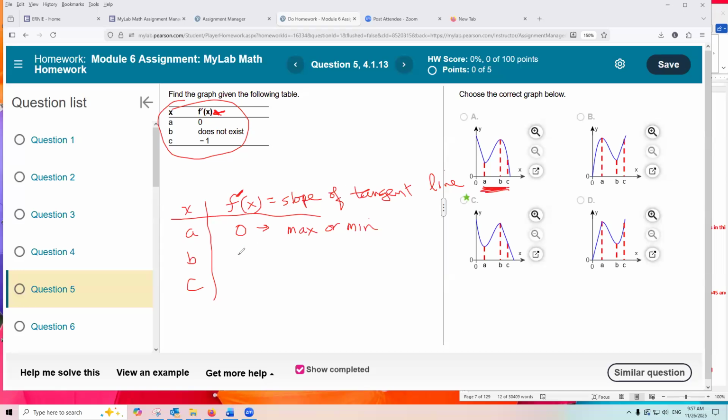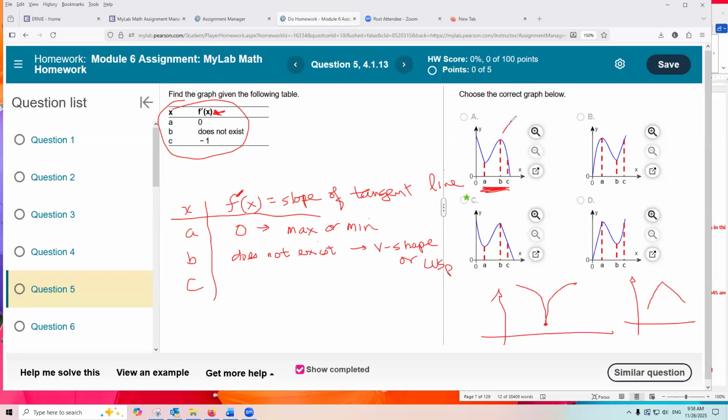All right, what about point B? Point B says does not exist. When does the derivative not exist? Well, if you end up with a V-shaped graph, or what's called a cusp. So if you have a graph that does something like this, at this point, the derivative does not exist. Or if you have something like a corner where the graph does something like that. So at point B, we're looking for a corner, not a smooth curve, but a corner.